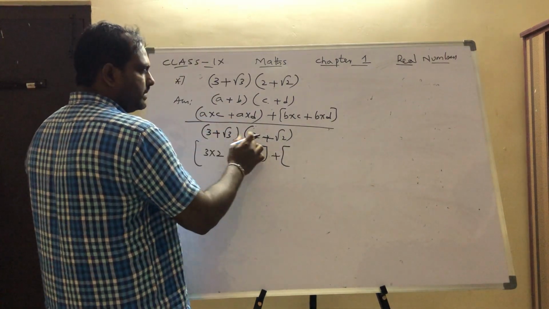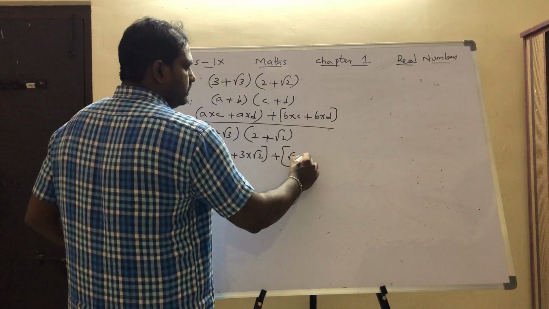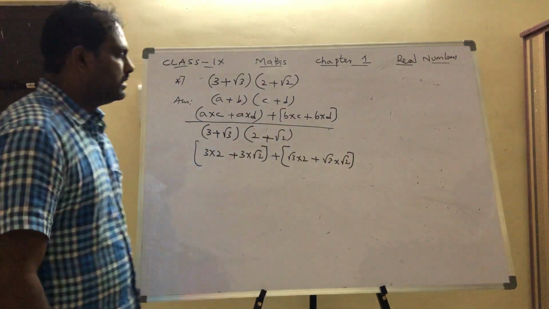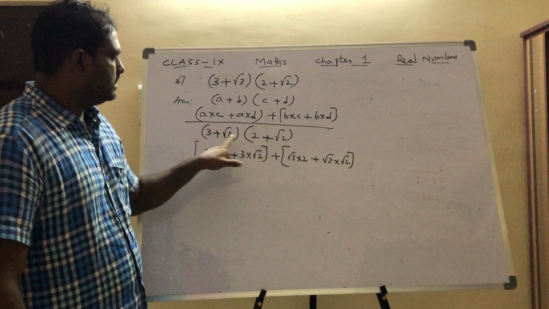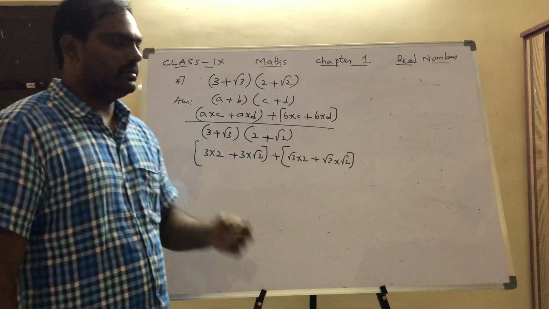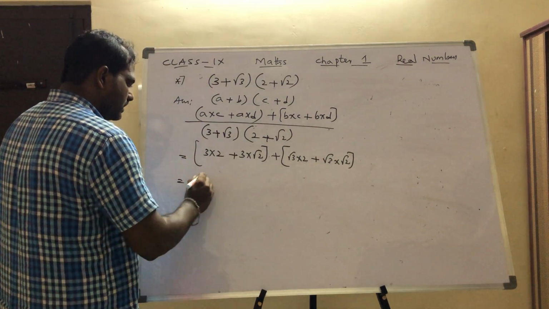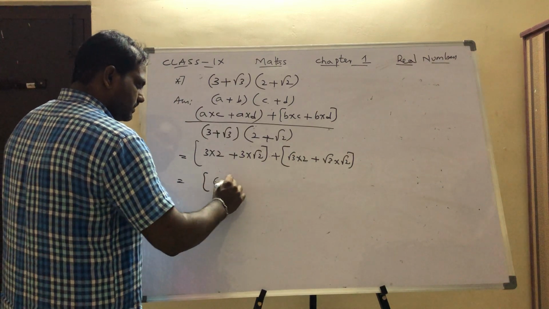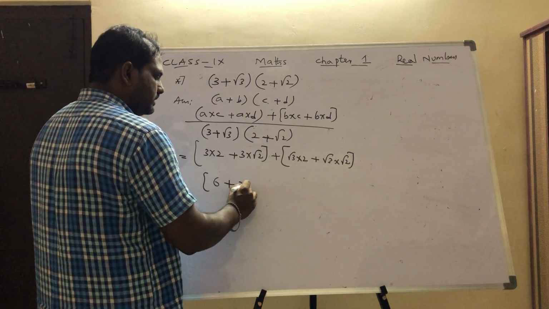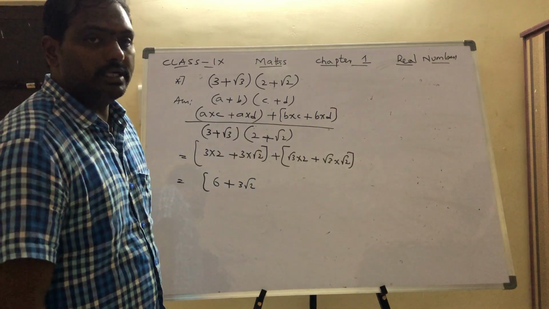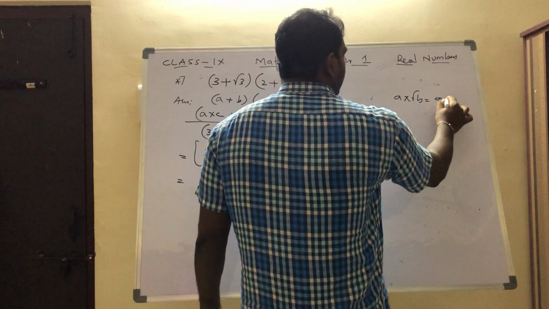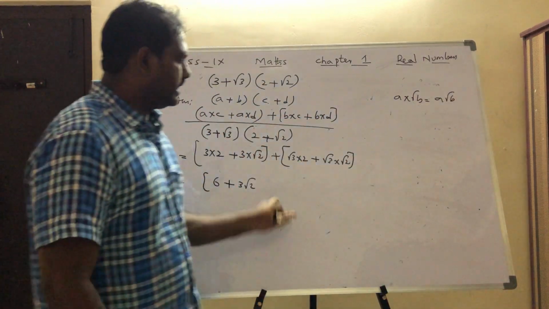Now I will take this and multiply with this. What happens? Root 3 into 2 plus root 3 into root 2. You get 3 into 2 plus 3 into root 2. This was finished. Next, root 3 into 2 plus root 3 into root 2. Now what is the next step? Yes, 3 twos are 6 plus 3 into root 2. Don't write root 6. 3 into root 2 is nothing but 3 root 2. A into root b is equal to a root b.